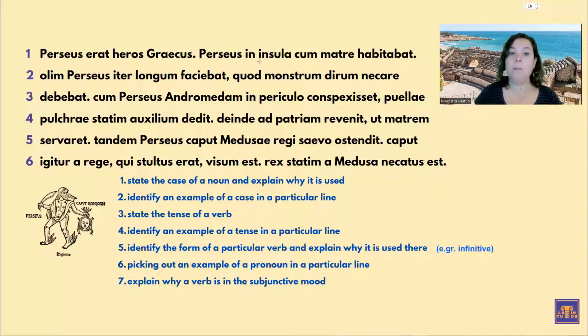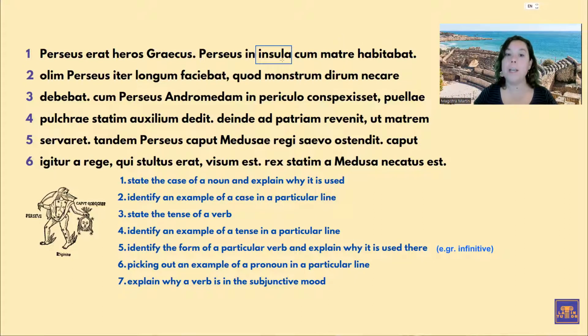They might ask you, what case is the word insula in line 1? Here, you need to answer that it's the ablative. And don't give any more information. Don't start explaining it's plural, it's singular, because you may add a harmful addition. Just say it's the ablative. They've asked you for the case, it's the ablative. That's it. Then you need to say why.